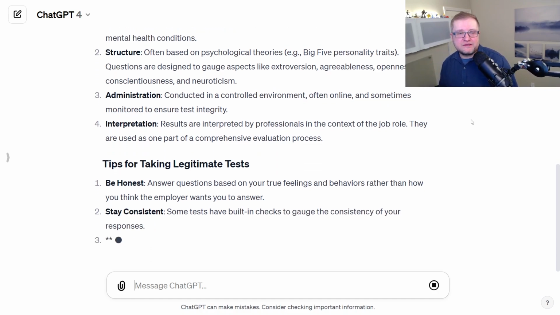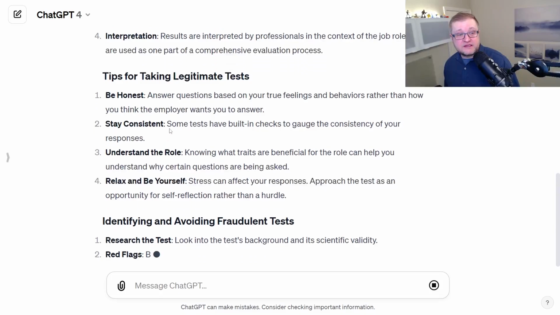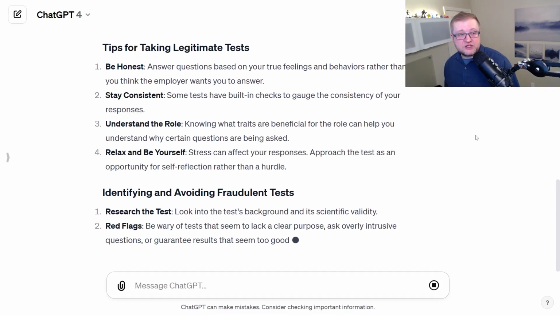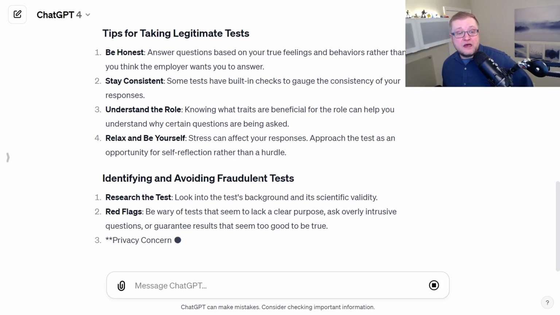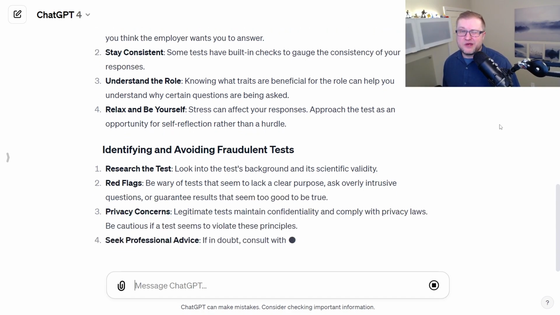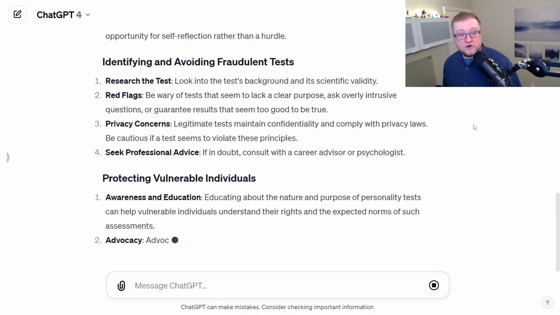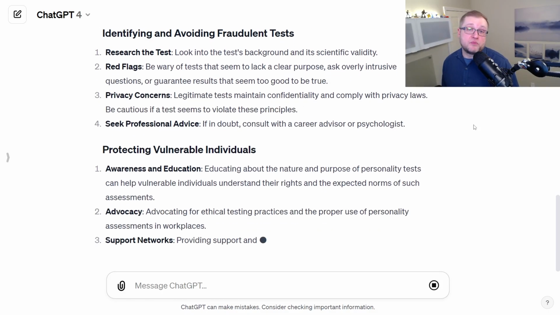So right now we're getting kind of standard advice: be honest, be consistent. It does mention, we actually have a little bit of insight already, some tests have built-in checks to gauge consistency of responses. So there's a little bit here already, some guidelines provided for how to beat the test, but we want to do better than that. So we're going to probe it a little bit further with another subsequent prompt.